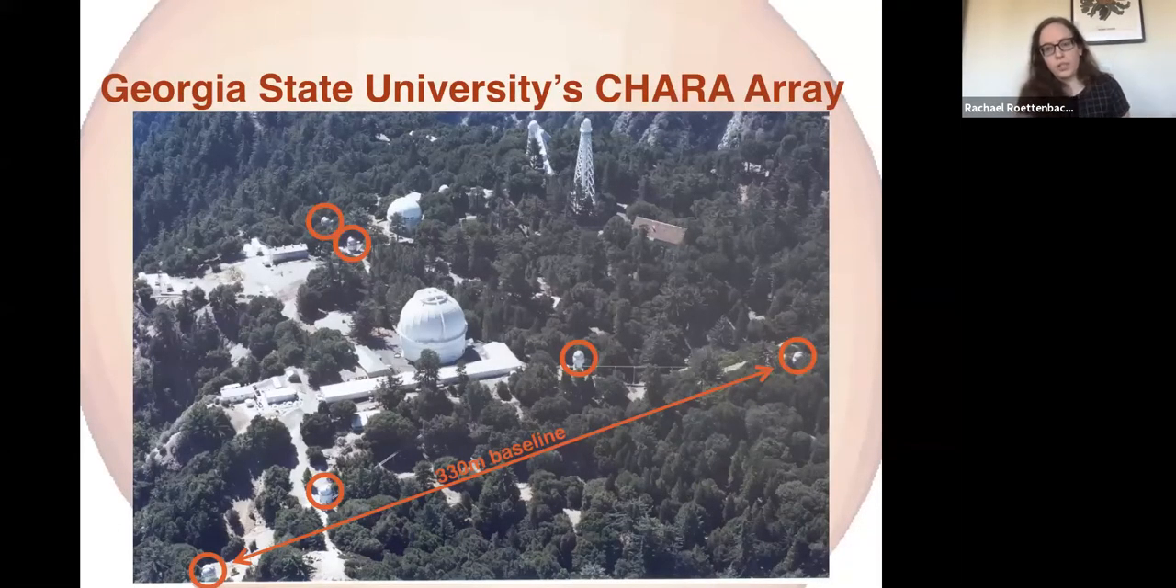CHARA array, which is Georgia State's Center for High Angular Resolution Astronomy array. It's a 6 telescope interferometer. The telescopes are 1 meter in size. They actually just got funding to build a 7th telescope, which is very exciting. And so your light comes in and it hits these individual little telescopes. It goes through some vacuum tubes, and then it goes into that L-shaped building there next to that big giant central dome. And that's where we have our movable delay lines as well as our beam combiners. So the CHARA array effectively makes a 330-meter telescope.